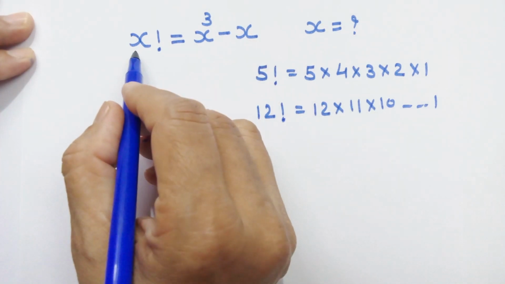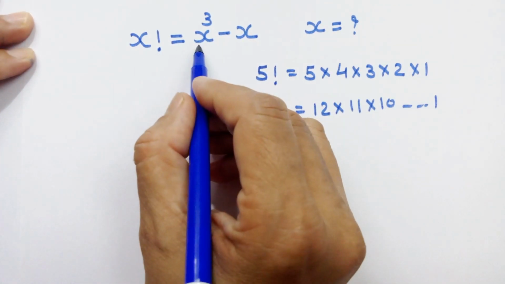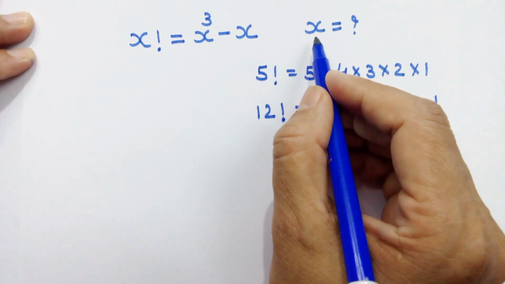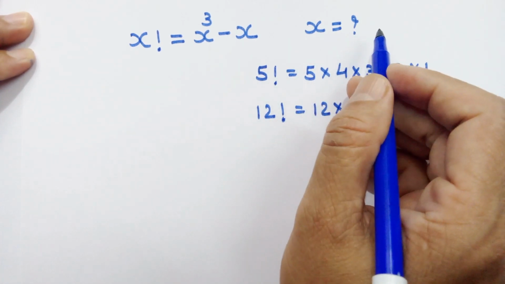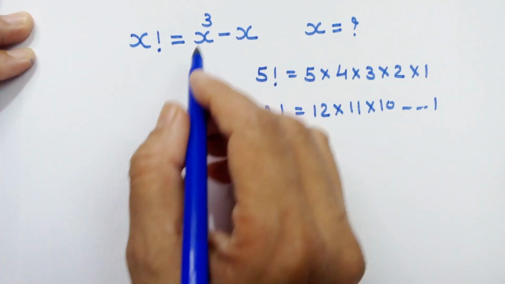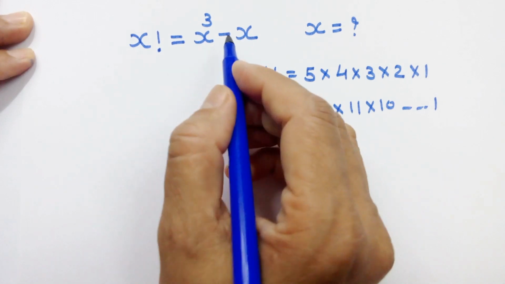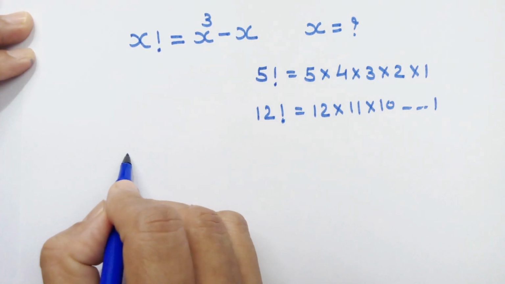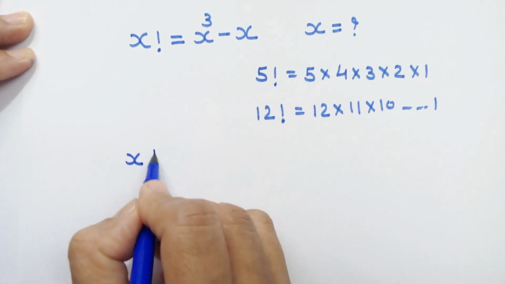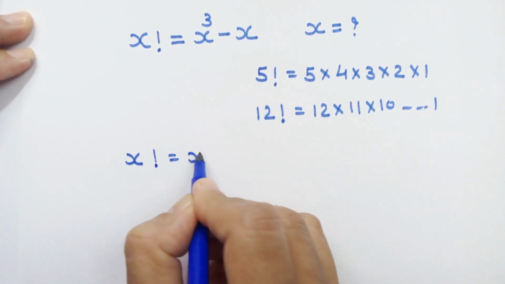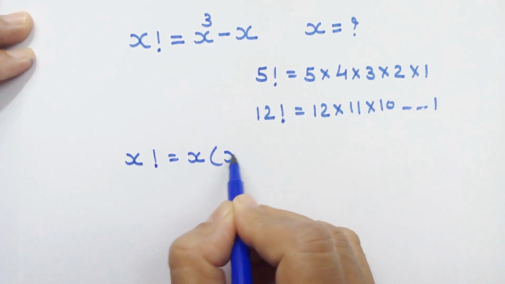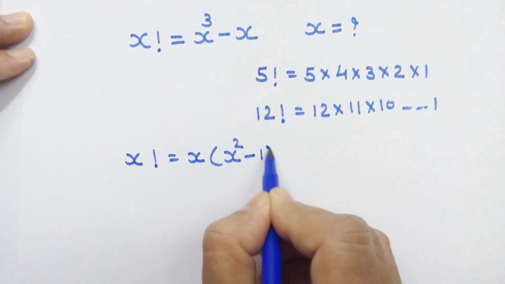What we have here is x factorial is equal to x cube minus x, and we have to find out the value of x. Okay, now what we are going to do is, let's take x common from here like this. x factorial is equal to x into x square minus 1.